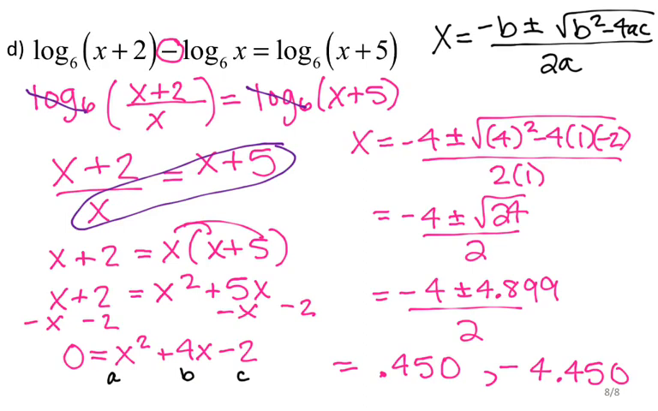Now again, I want to double check my logarithm. I'm going to look at this logarithm where it just says log base 6 of x. So again, inside your logarithm can't be negative, so that means x cannot be negative. So this negative value is not a solution, but your 0.450 is a solution. And if it doesn't work for one logarithm, it's not going to work for the entire equation.